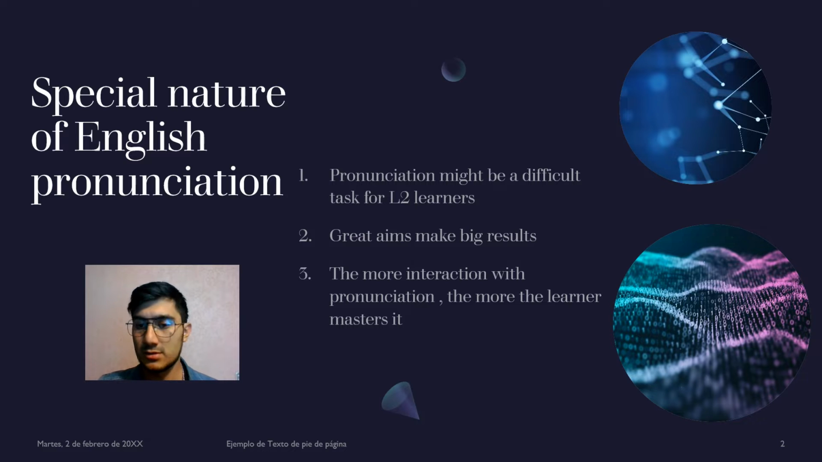And the first one, along with the conclusion. The first one is the special nature of English pronunciation. Pronunciation might be a difficult task for L2 learners, and we as teachers have the responsibility to create activities in order to get their interest in improving pronunciation. Because great aims make big results, and the more interaction with the pronunciation, the more the learner masters it. So this would be the conclusion of the first topic.